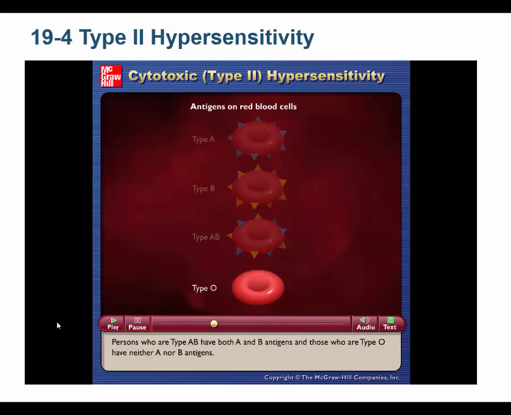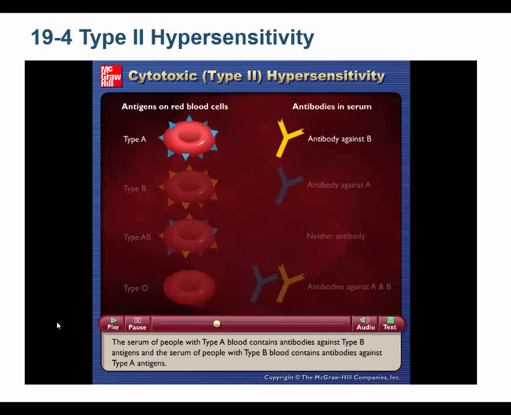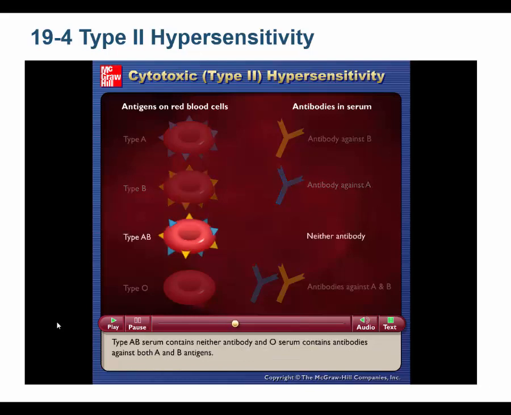The serum of people with type A blood contains antibodies against type B antigens, and the serum of people with type B blood contains antibodies against type A antigens. Type AB serum contains neither antibody, and O serum contains antibodies against both A and B antigens.